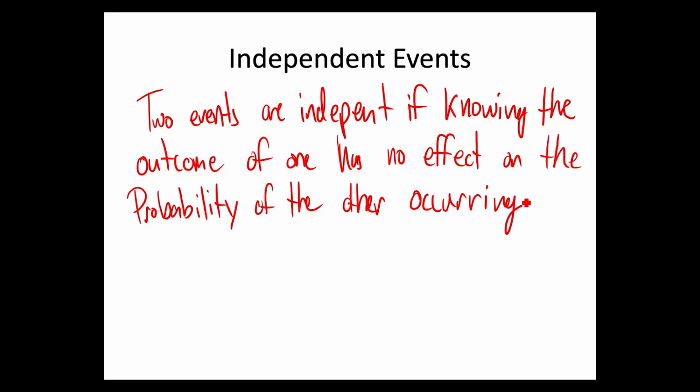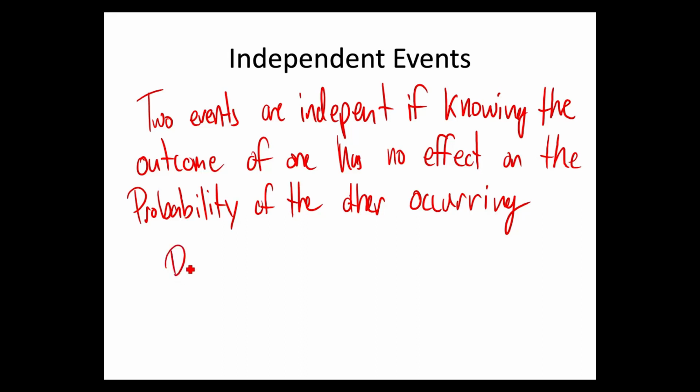Okay. So if I give you information and it doesn't change the probability, then that would be independent events. All the examples I just gave you are actually what we call dependent, because by giving you information about one thing, it changes the probability of the other. It's not independent.